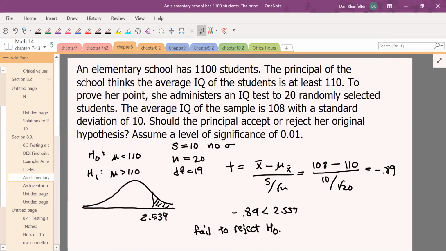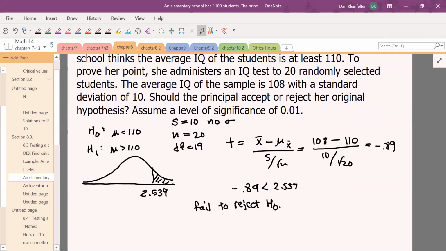If she thought that the average was going to be at least 110 and our data came out 108, which is not over that, then it's not like we happened to get a sample that supported her thesis just due to chance, right? It doesn't support it at all, right? All right. So let's take a look at another example.